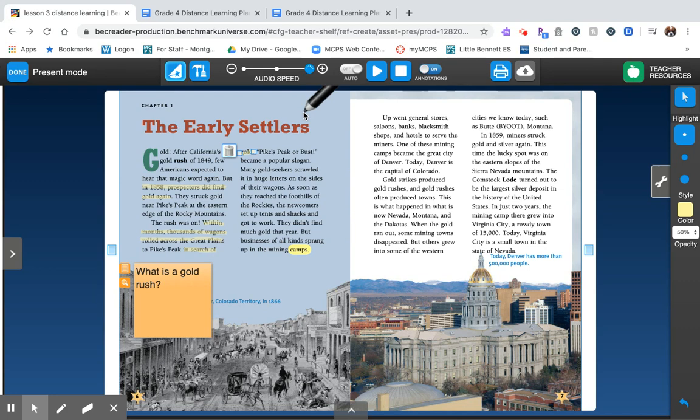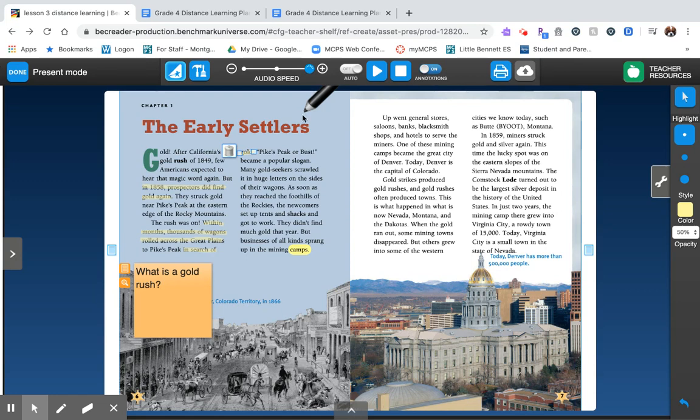I also learned that gold seekers wrote the slogan, Pikes Peak or bust, on the sides of their wagons. I think this is very interesting, but again, it does not answer my question, what is a gold rush?